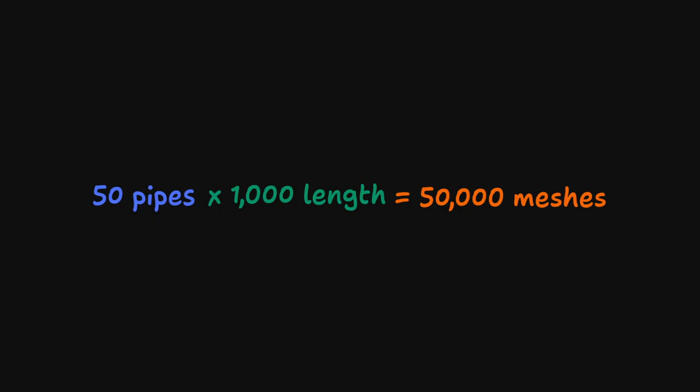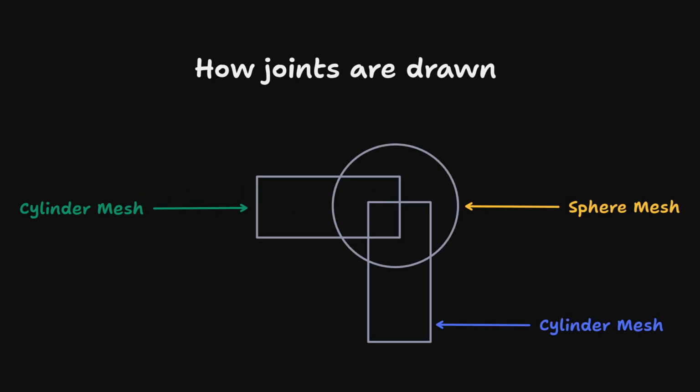So if I do some simple math, let's say I want to draw 50 pipes and each of them has a length of 1000, then I end up with 50,000 meshes. And this isn't even accounting for the fact that when the pipes take a turn, I draw the joint which takes 3 separate meshes. So on each frame there are roughly 50,000 draw calls being made, which is quite excessive for a simple project like this. So how do I optimize this?